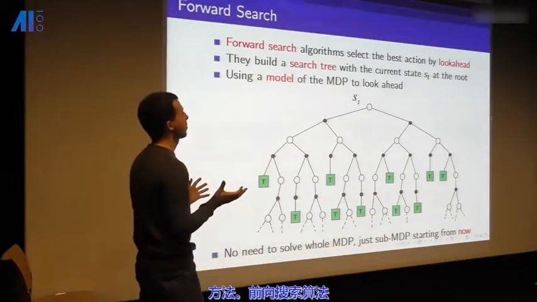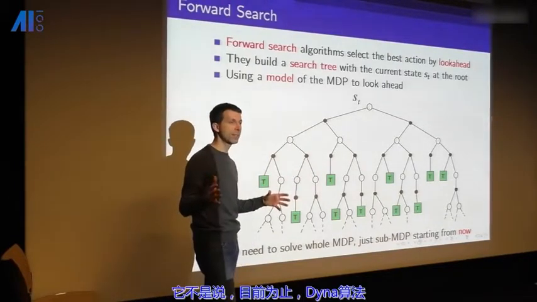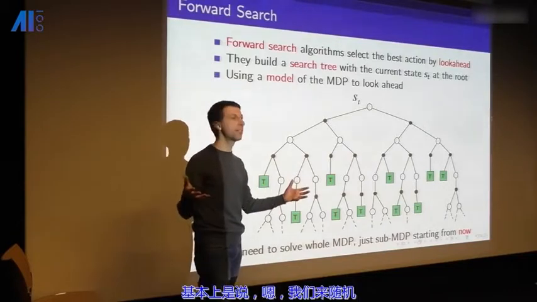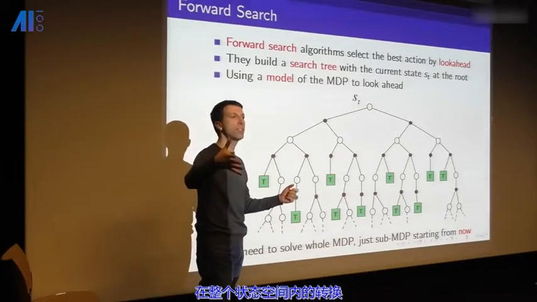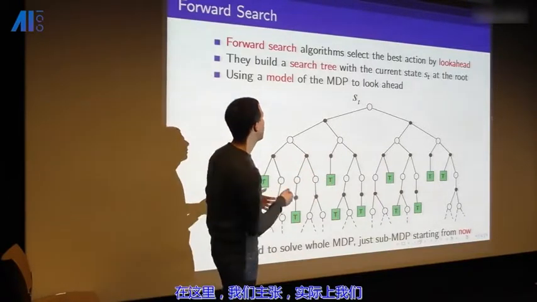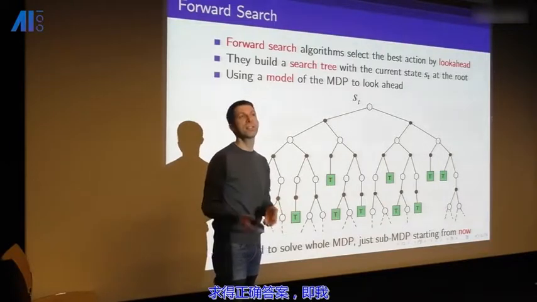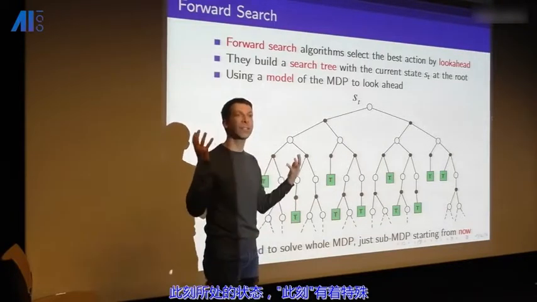Forward search algorithms don't explore the entire state space. So far with Dyna, we were basically saying, let's randomly sample transitions from our entire state space, everything we've seen so far. Here, we're saying, actually, there's one state we care a lot more about getting the right answer for, and that's the state I'm in right now. Now has this kind of special importance.